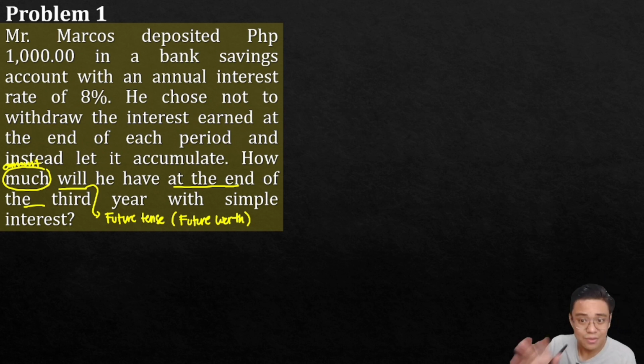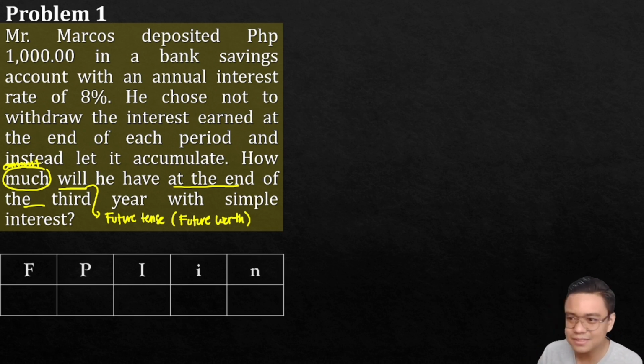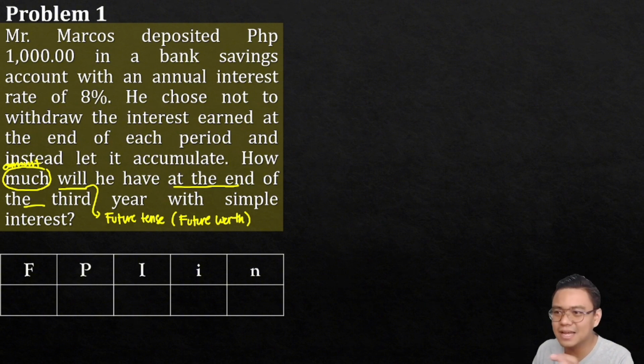Now, so now that we have identified that future worth yung isosolve natin, now let's try to organize the given dito. Now, I call this method the FPIN table. Ulitin ko, the FPIN. Now, what is that? This is the table that I've developed, especially in solving economics, no? Kasi napaka-importante na ma-organize natin yung thoughts natin. So, what is this? The FPIN table here.